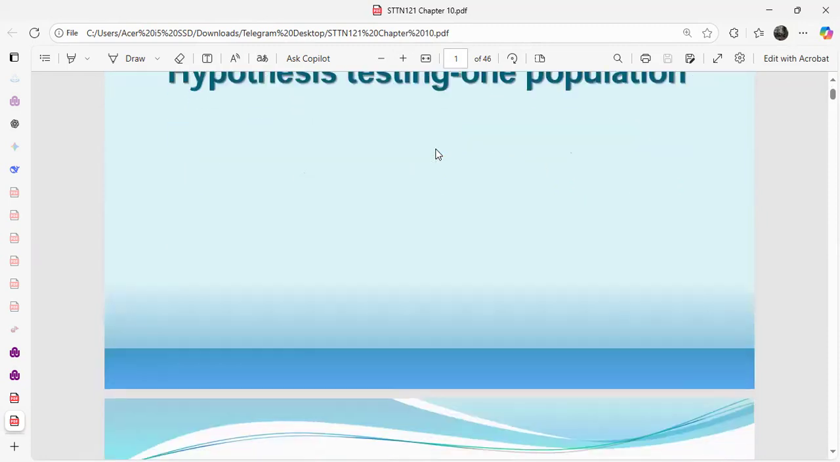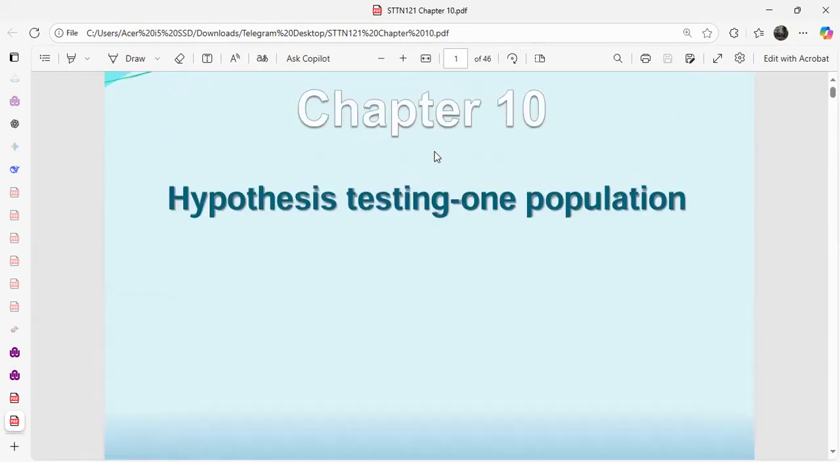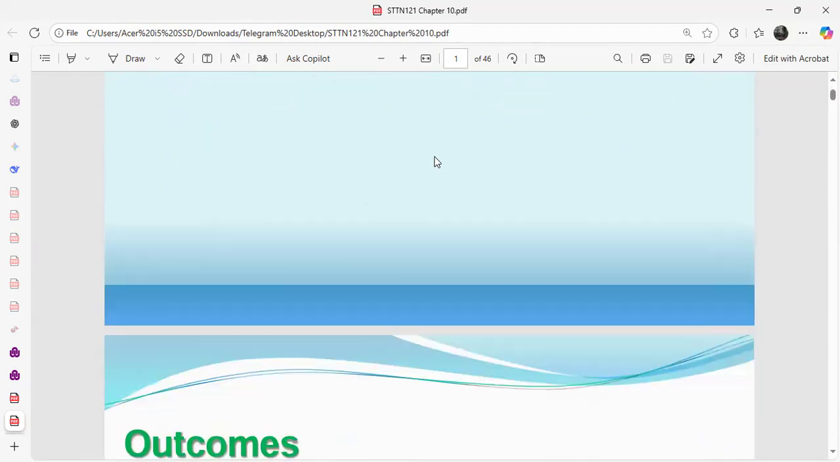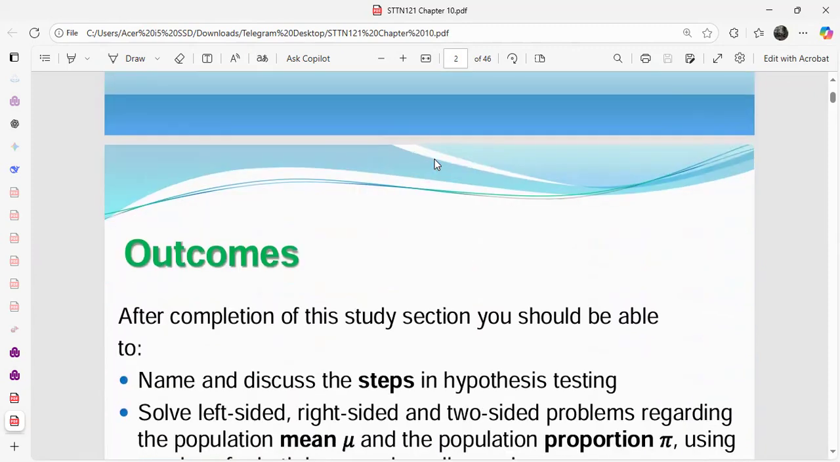Okay, now I'm on chapter 10, hypothesis testing for one population. Interesting chapter, the easiest chapter. I think this one is short, then after I will explain, I will do the question papers. Two questions at least.